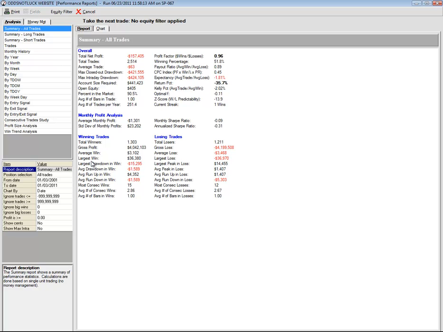Another thing here to look at is the largest win is $36,000. Now, it's $250 a point, so a $36,000 move is a 144-point move, in this case in your favor. If we look at largest loss, there's another $36,000 move. So we've had 144-point moves to the upside and the downside.